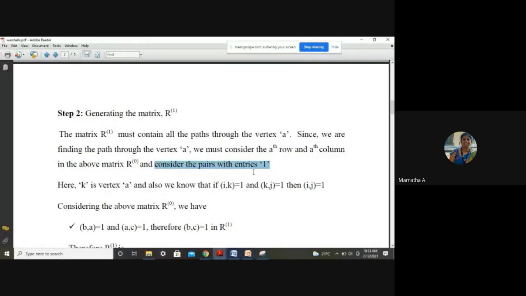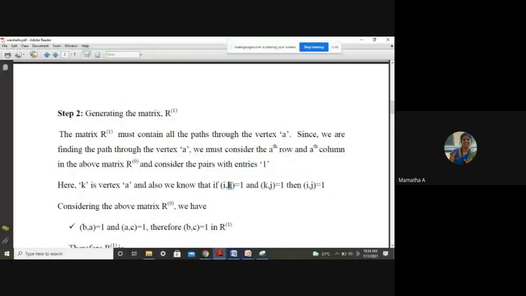Try to understand. We know that the k value here is the vertex A, the first vertex. And we also know that i comma j is 1 if and only if i comma k is 1 and k comma j is 1, isn't it? So what is k for me here, forgetting about i and j? In this matrix R1, which vertex is acting as k?